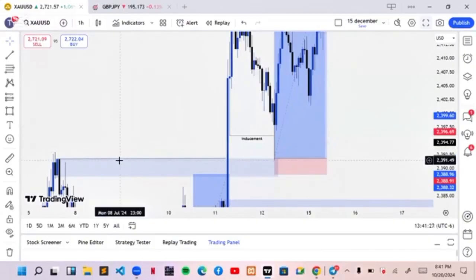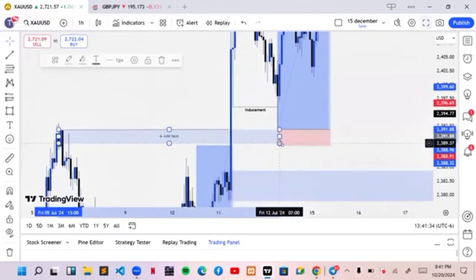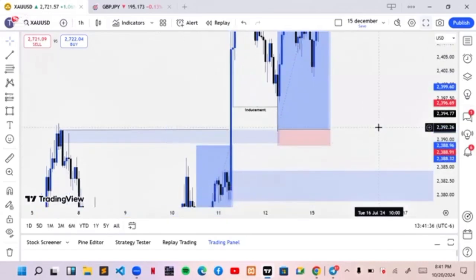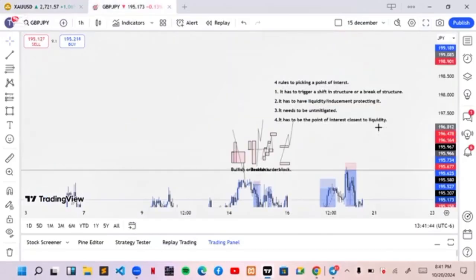There was no drawdown on the trade or any kind of loss, because you have to pay attention to know which point of interest you're going to make use of, to minimize your losses if you want to. People are flipping accounts and all these things. But you have to pay attention to know which point of interest you're going to use by paying attention to all these rules. Get these rules down. Take a screenshot or write it down.